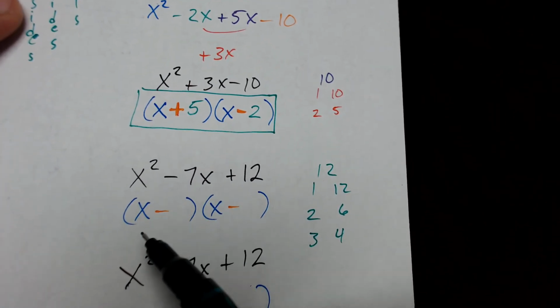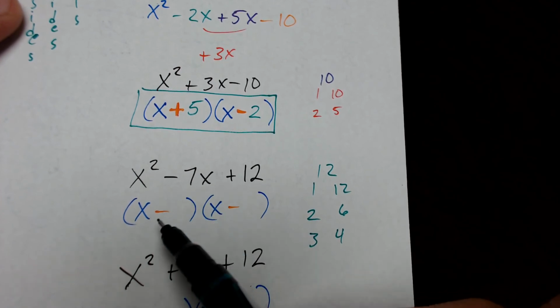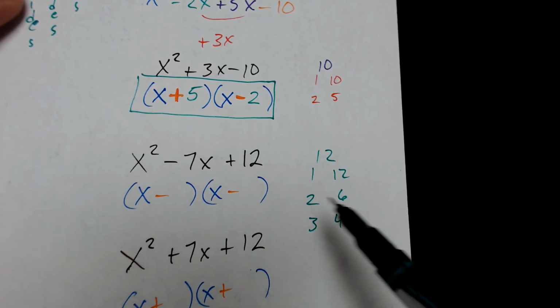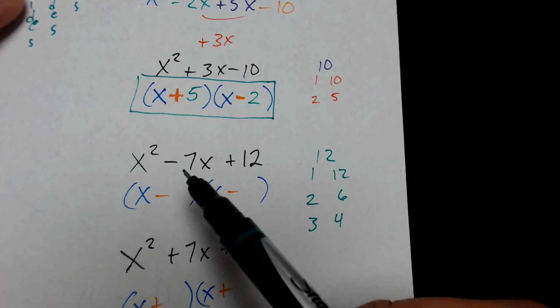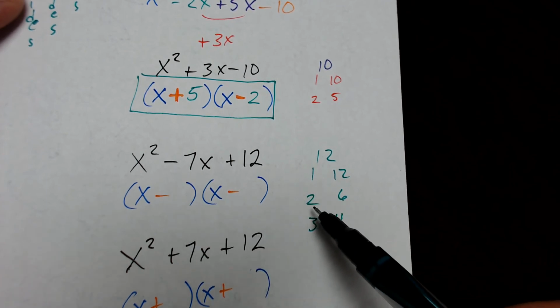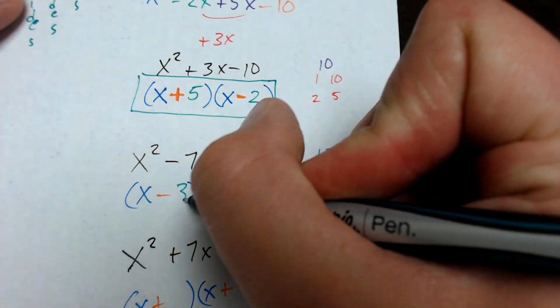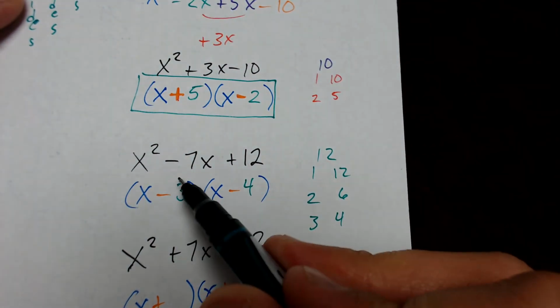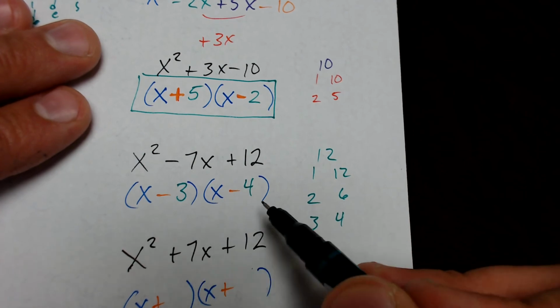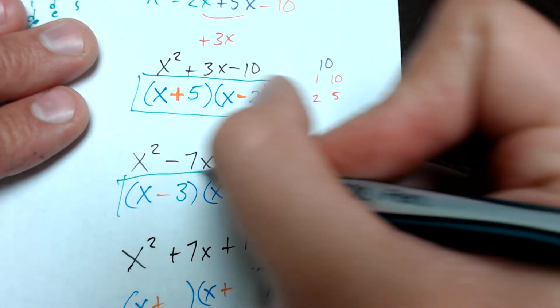So let's look at this first trinomial. We figured out that the first terms were x. Same, negative, figured out it was minus minus. So now we have to figure out what numbers here will add up to become negative 7. Negative 2 and 6, nope, that's negative 8. Negative 3 and 4 work. So negative 3, negative 4, they both add up to negative 7. This is the correct factorization here.